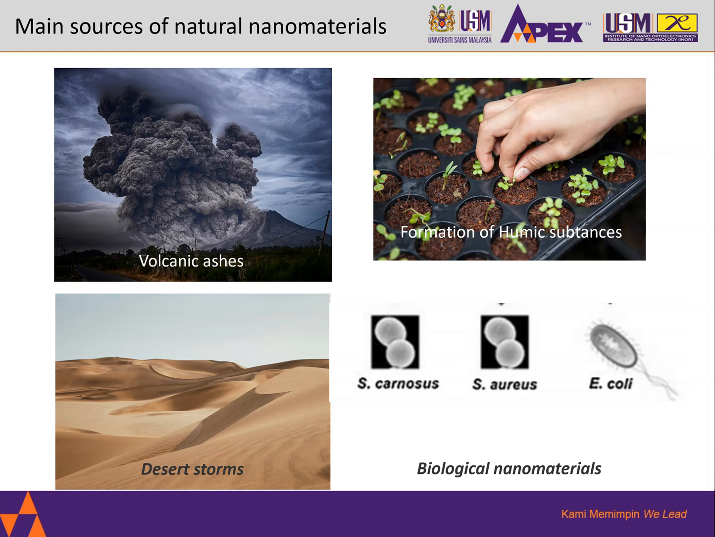The next main source of natural material is through the desert storm that produces iron-rich nanoparticles. Studies supported by satellite images reveal that a dust storm in one region can migrate the nano and micro-sized minerals to thousands of kilometers away from their origin.